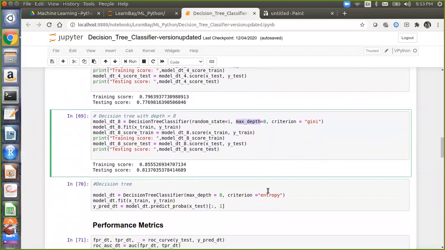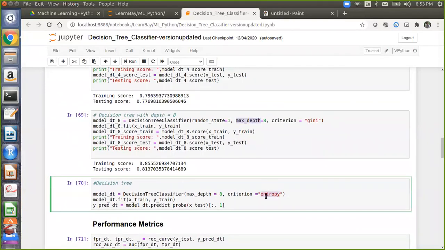Now this is the tree I'm creating with criteria equal to entropy. This is the decision tree for your C4.5. Just for your example, we don't use C4.5 in industry. CART is the heavily used advanced algorithm, but for showing purposes, I have included it.